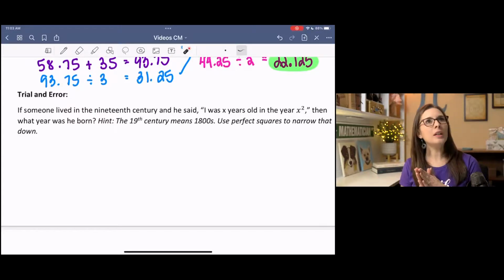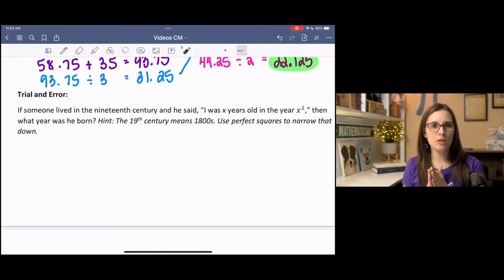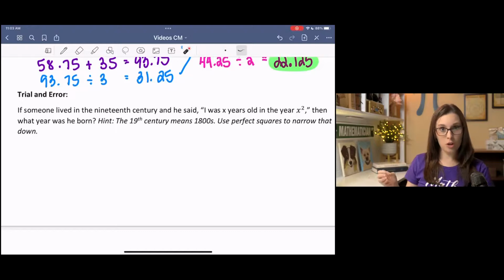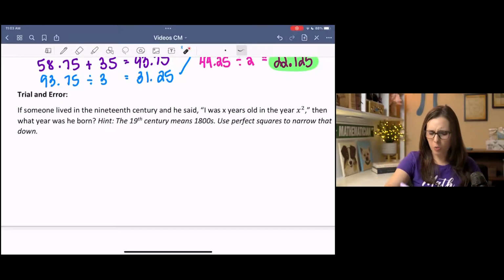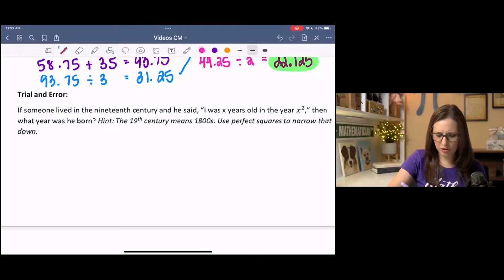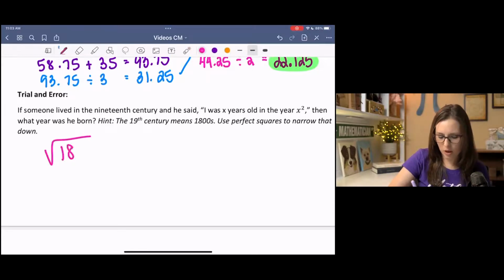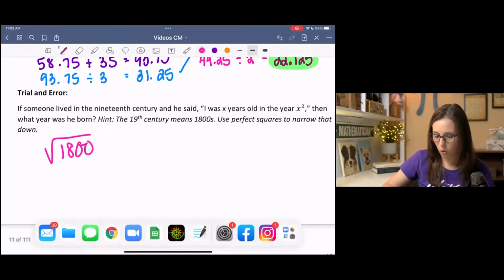So we can kind of narrow this down. If it's in the 19th century, then it has to be in the 1800s, which means that I'm going to be around 1800 for the number squared. So whatever age he is, when you square it, it's in the 1800s range. So to figure out kind of where that is, to orient myself a little bit, I'm going to take the square root of 1800, just a kind of a guessing starting point.